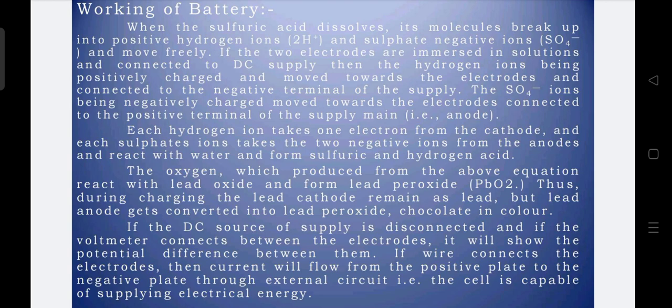If the DC source of supply is disconnected and a voltmeter is connected between the electrodes, it will show the potential difference between them. If a wire connects the electrodes, then current will flow from the positive plates to the negative plates through the external circuit. Therefore, the cell is capable of supplying electrical energy.